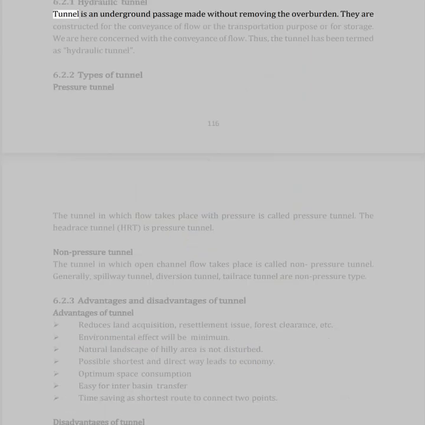6.2.1 Hydraulic tunnel. Tunnel is an underground passage made without removing the overburden. They are constructed for the conveyance of flow or the transportation purpose or for storage. We are here concerned with the conveyance of flow. Thus, the tunnel has been termed as hydraulic tunnel.